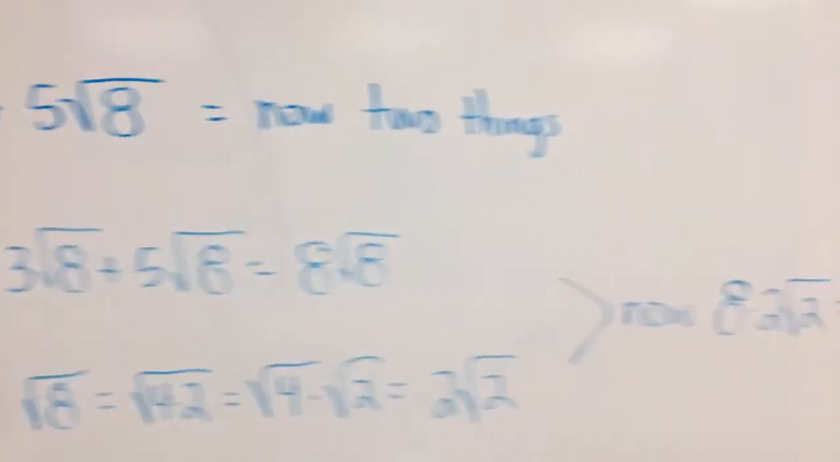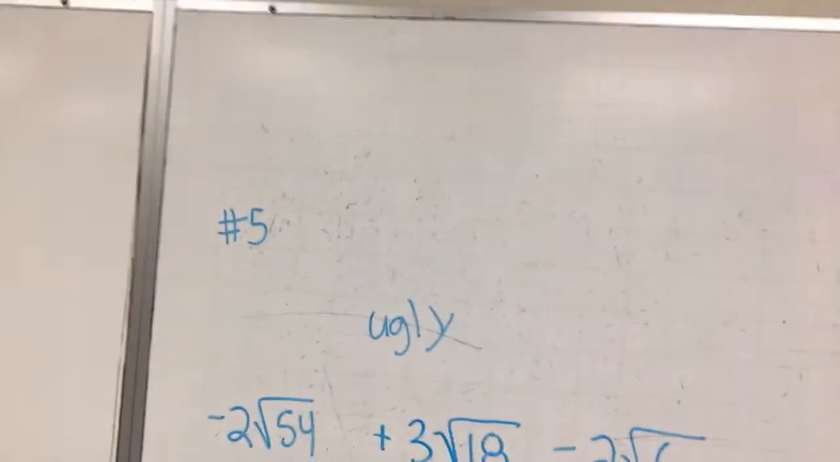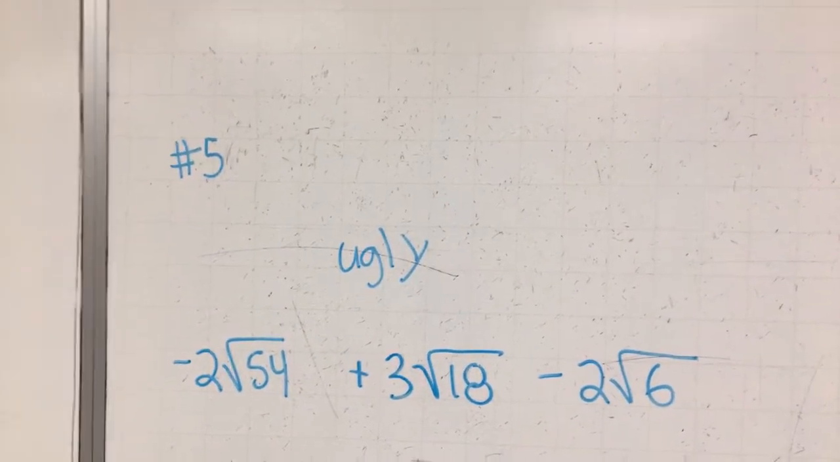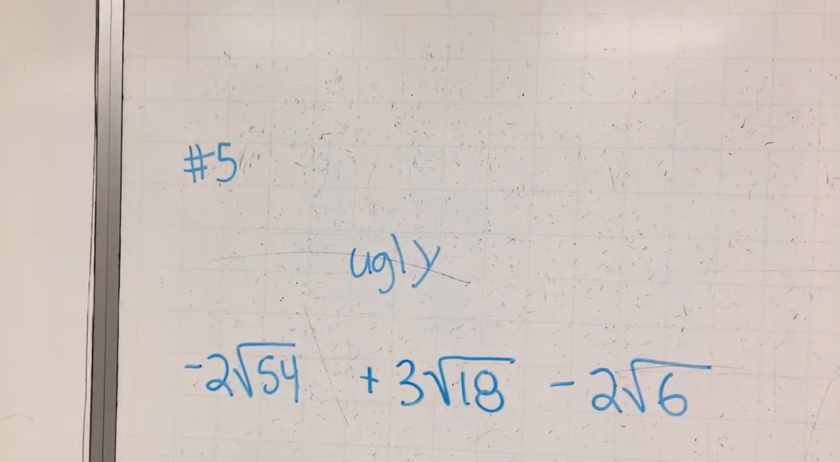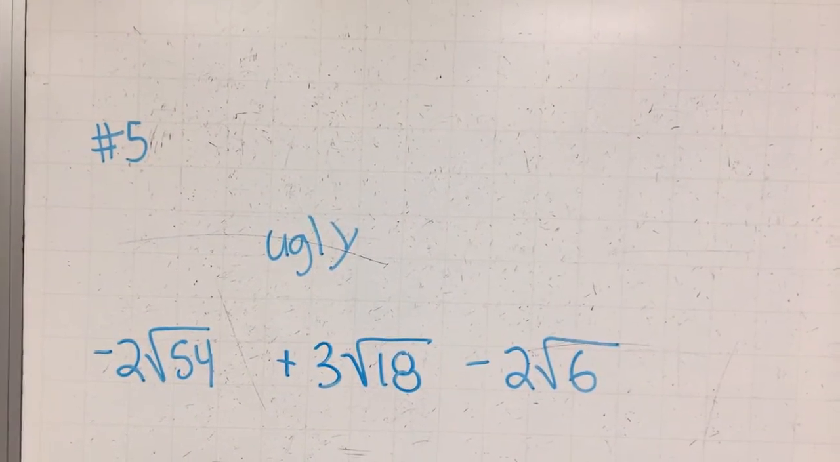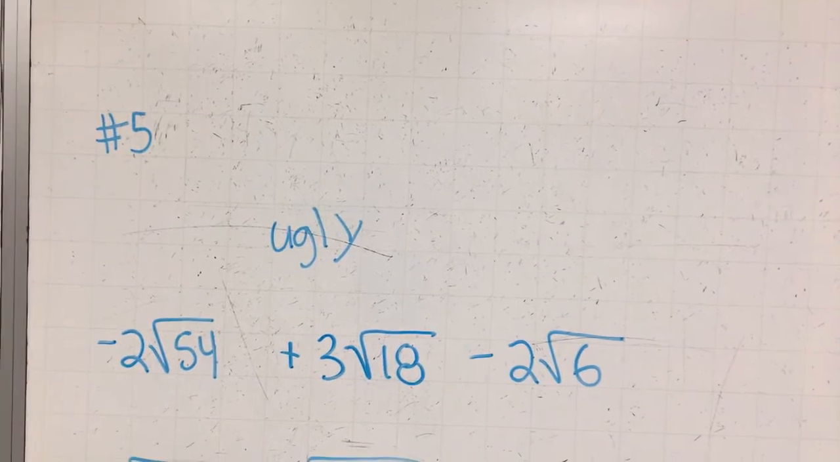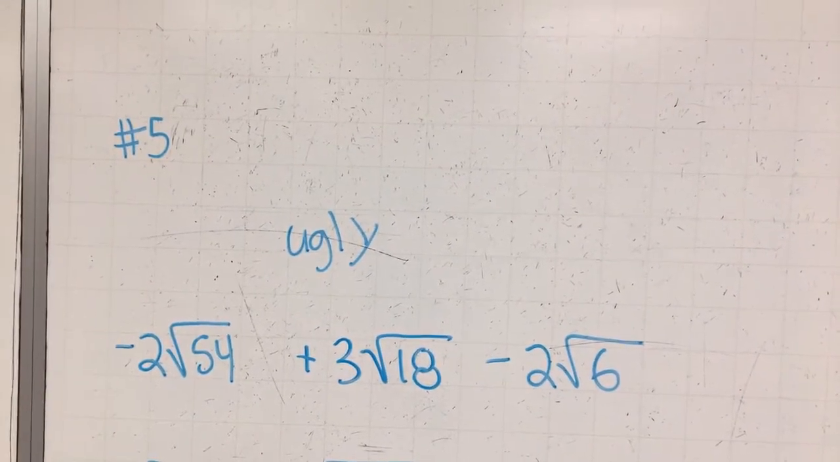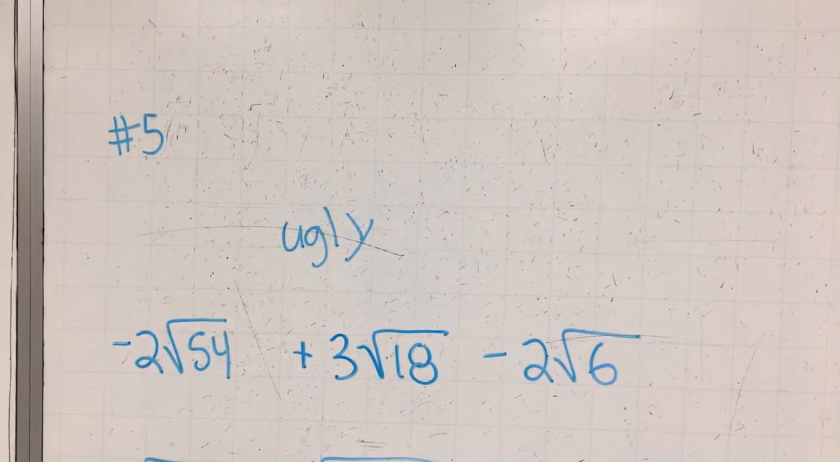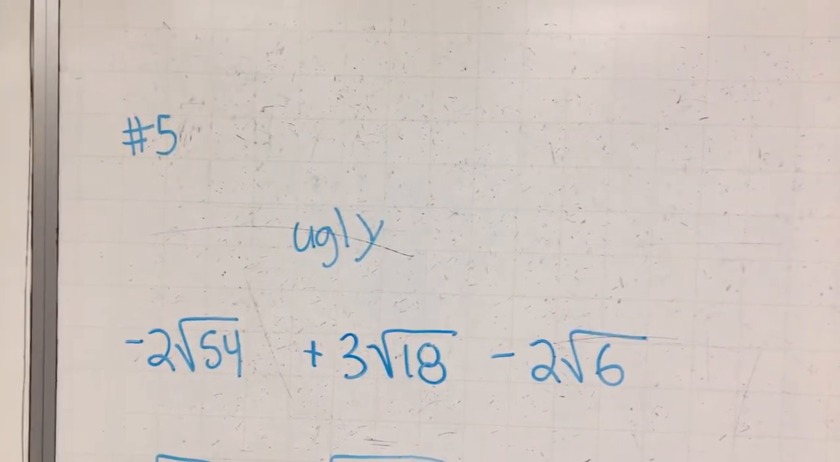Okay? Now, number 5. Oh my goodness, isn't that ugly? So I labeled it, that's ugly. Okay? Now, ugly looks like negative 2 times the square root of 54 plus 3 times the square root of 18 minus 2 times the square root of 6. Now, the good news is that 2 square roots of 6, you can't do anything with it. There are no square factors in 6. So that piece on the end, it's done.